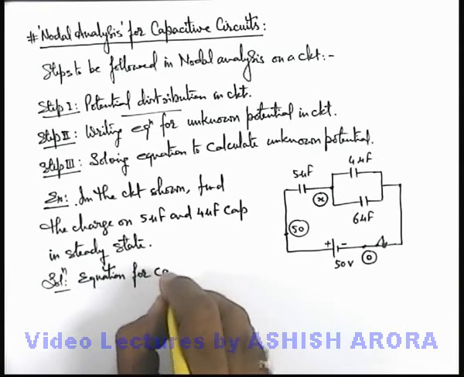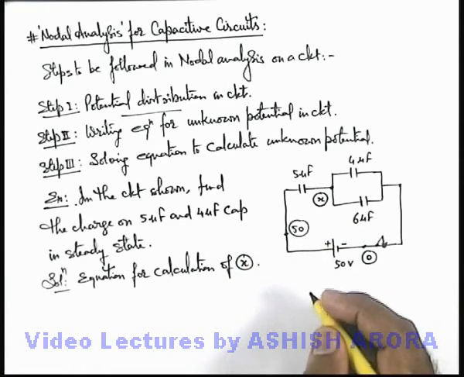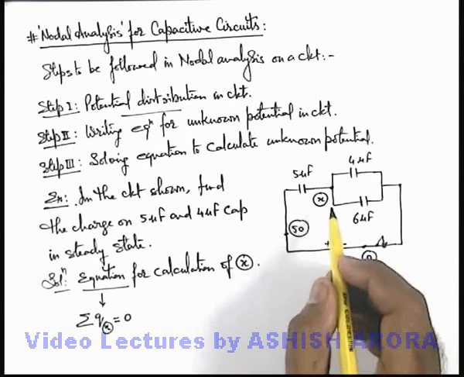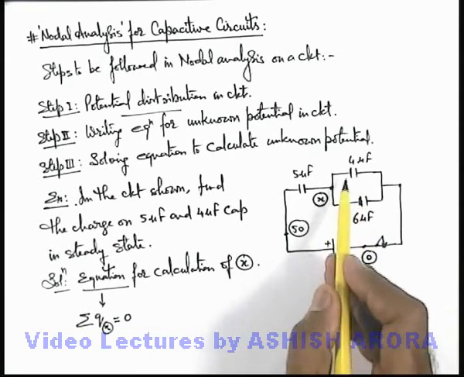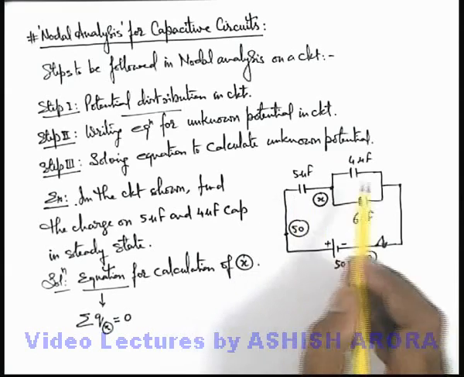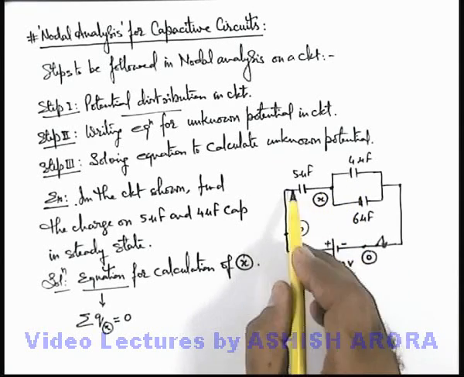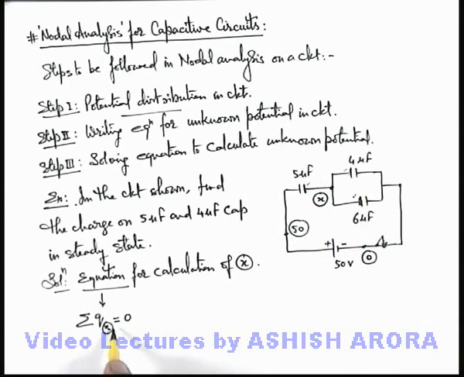So here I am going to write the equation for calculation of x, which is the unknown potential. The equation I am going to use is that the sum of all the charges on the plates connected to the node where the potential is taken as x should be equal to 0. From this junction or node, there are 3 capacitor plates connected. As these plates are neither in direct contact with the left side nor the right side, the sum of the 3 charges must be equal to 0, because charges can never jump over from one plate to another. That will be my equation for calculation of x, which you can also call the nodal equation for x.